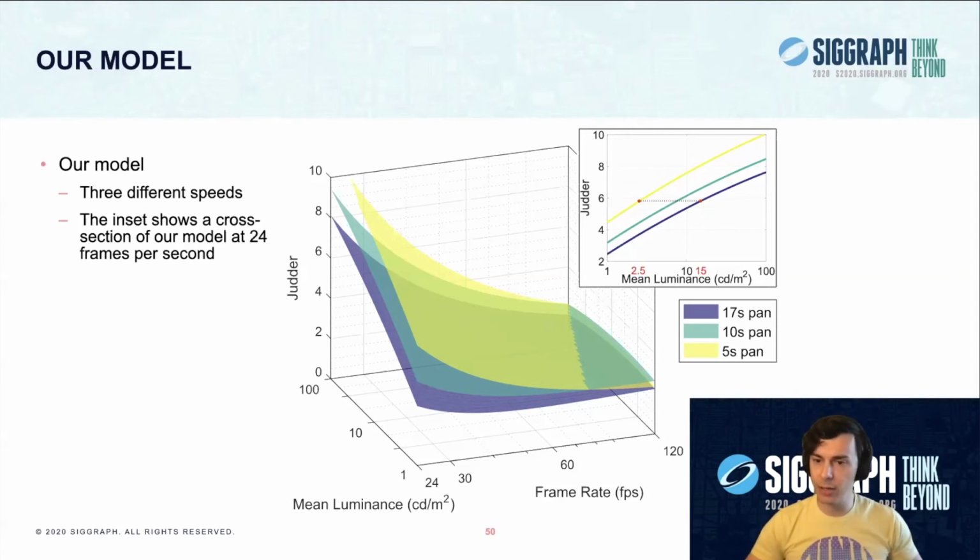The 5-second pan would normally be considered a little bit fast and kind of dangerously juddery, perhaps, for the cinema case of 2.5 nits. But as we increase the luminance, we notice that for something just under 10 nits, we would have an equivalent speed of 10 seconds. And if we go up to 15 nits, we would have an equivalent speed for that pan of 17 seconds.